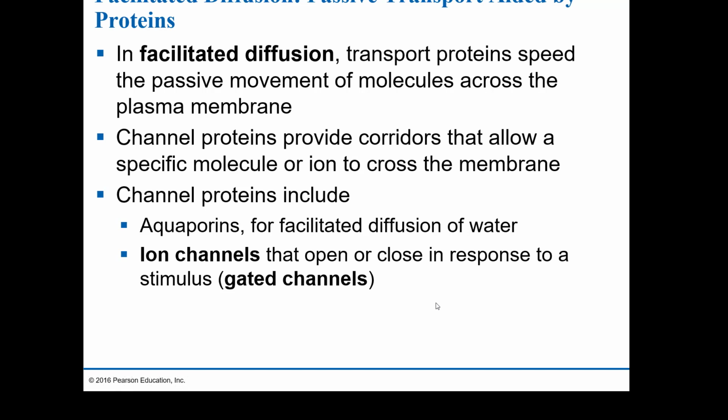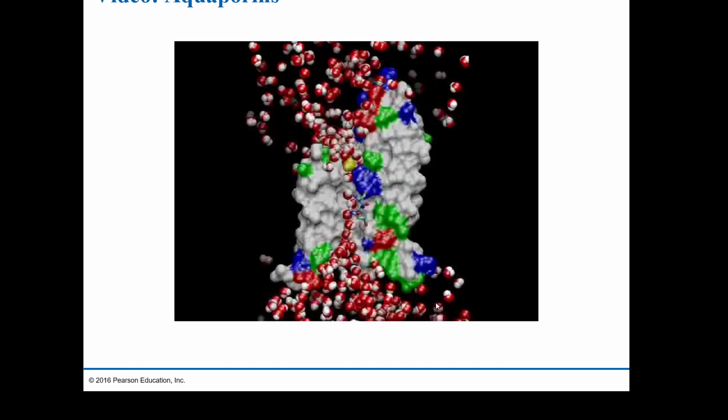Facilitated diffusion, passive transport aided by proteins. In facilitated diffusion, transport proteins speed the passive movement of molecules across a plasma membrane. So channel proteins provide corridors. They allow a specific molecule or ion to cross the membrane. Channel proteins could be those aquaporins for help with water. It could be ion channels that open or close in response to some stimulus. So they're gated basically, and some stimulus lets it open or makes it closed, very similar to the stimulus from your gate opener, touching that, or the signal going to the box that tells it to open or close.